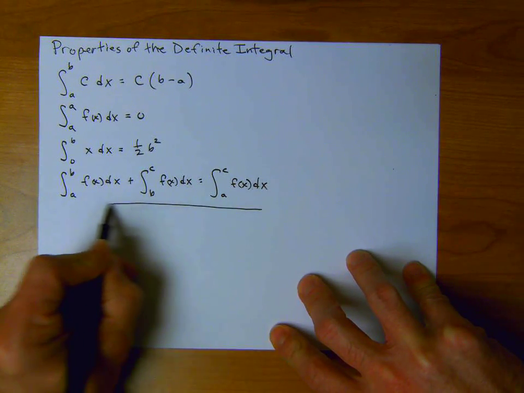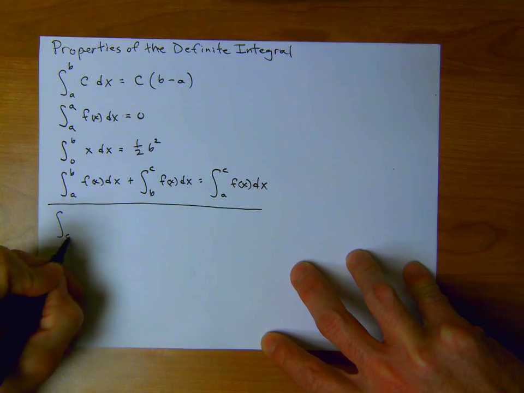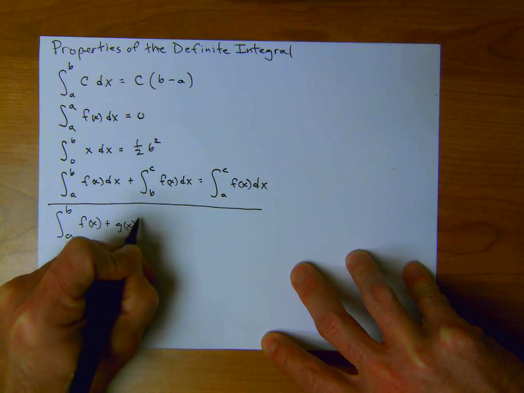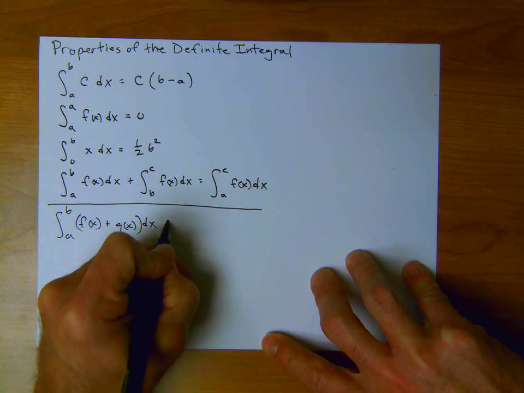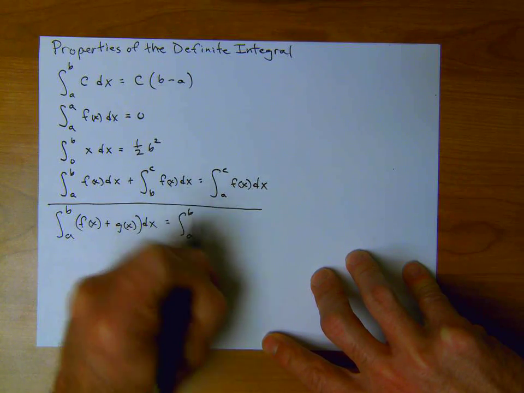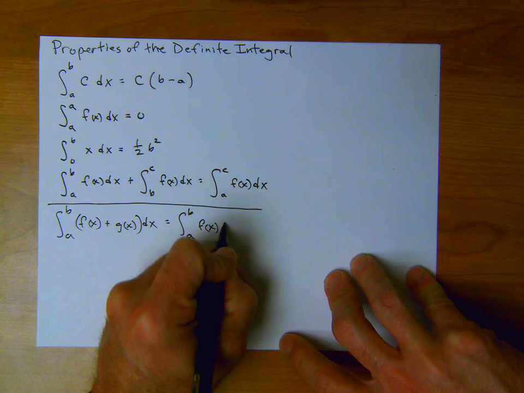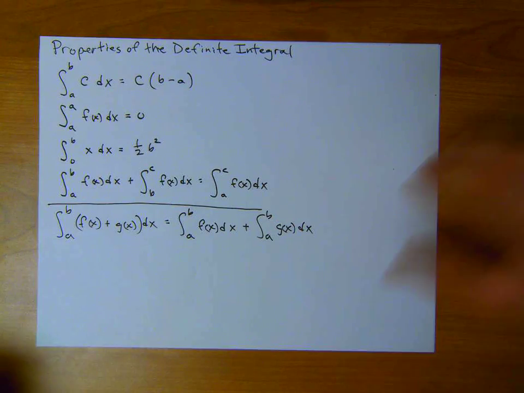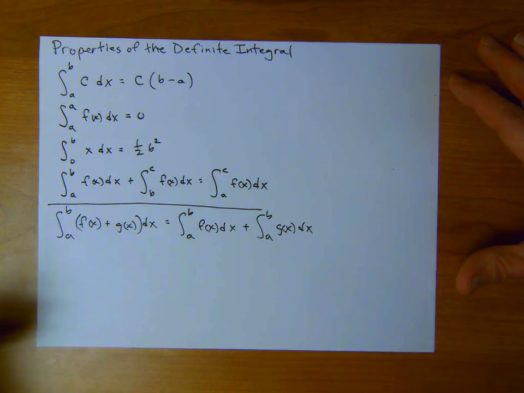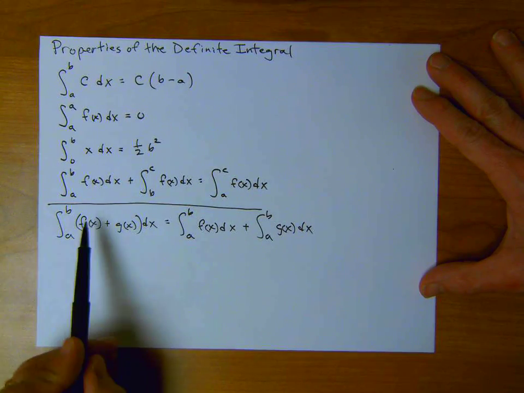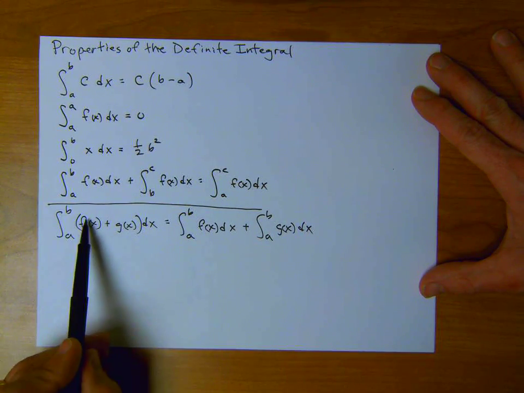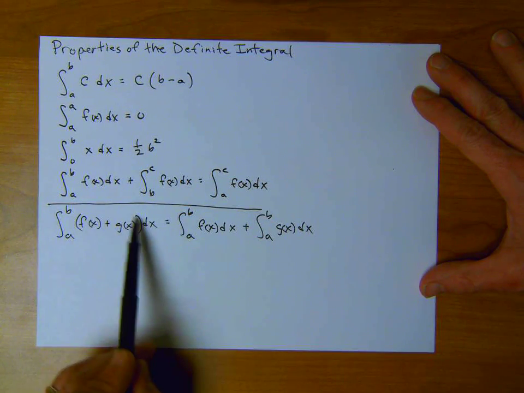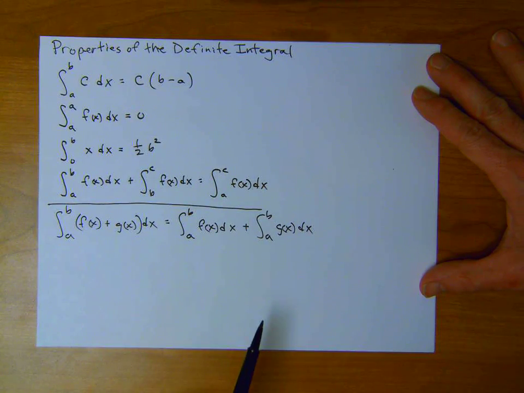Okay, so the first one I want to talk about is the integral from a to b of f of x plus g of x is the integral from a to b of f of x dx plus the integral from a to b of g of x dx. So I'm not going to prove these. Ultimately, if we think about this as area, it makes sense, right? If we take this function plus this function and we find the area under that curve from a to b, then it makes sense that the area under the sum is just the sum of the two areas separately.